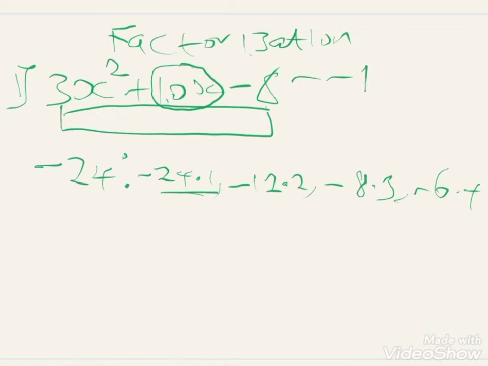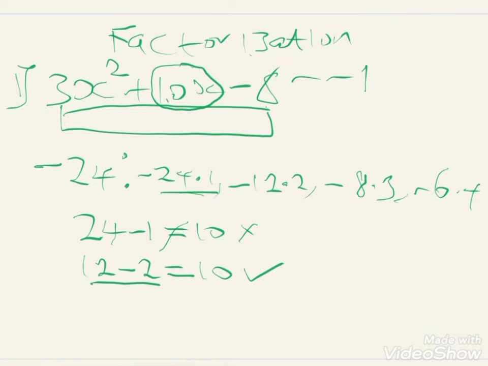Normally, I can see the factor, but just for clarity, let us do it this way, starting with what? 24. 24 minus 1 is not equal to what? 10. We reject. 12 minus 2 is equal to 10. We accept. Have you seen? The other way around never gave us our expectation, but this other way around gave us our expectation. So we accept this, okay?